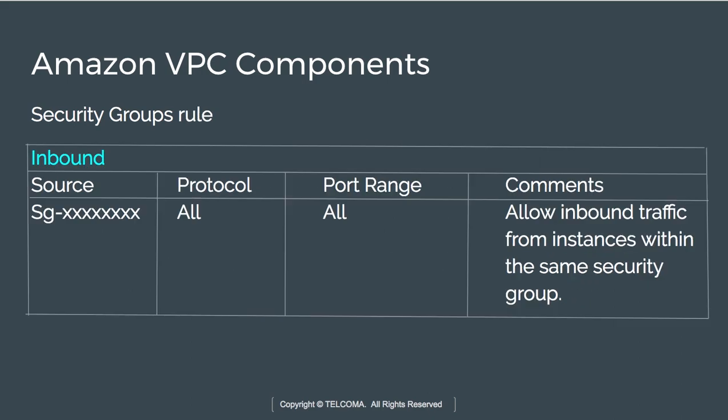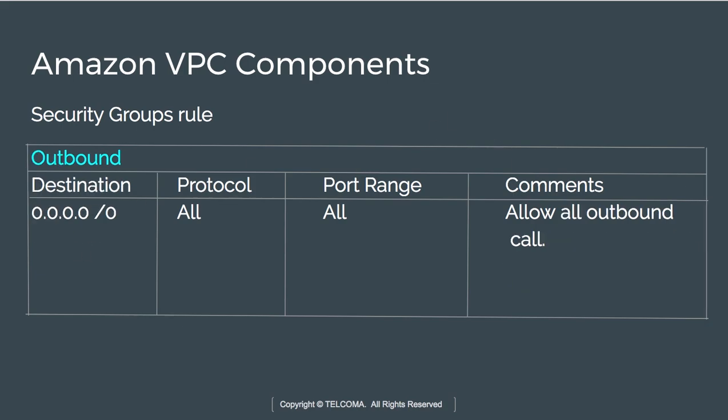So let's see an example, like we have a security group rule. If we say this is inbound, so we have a source, a protocol, and a port range. It requires to allow inbound traffic from an instance within the same security group. So this is a rule that has been defined for a group. Next, for outbound, this is a destination and protocol, and in the comments, it has to allow all outbound calls.